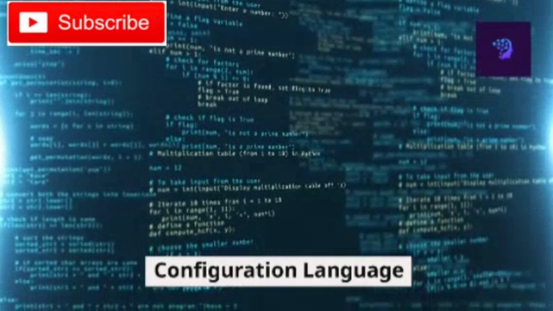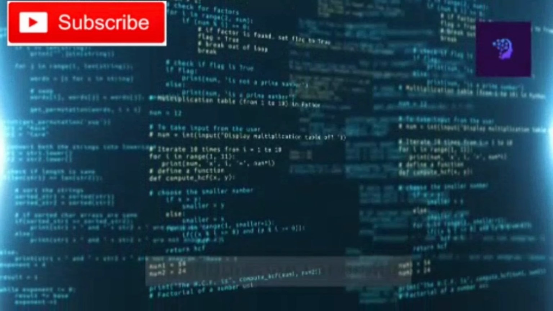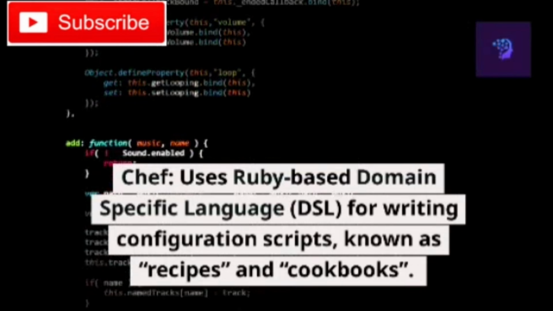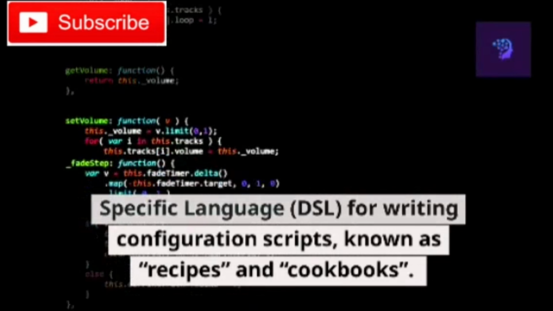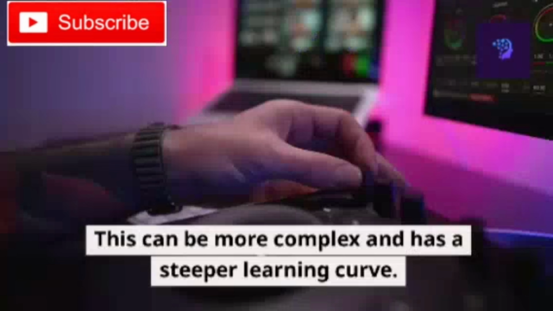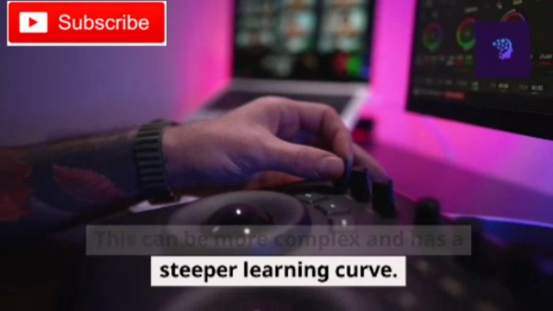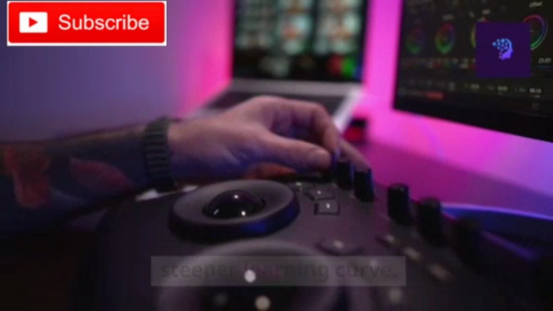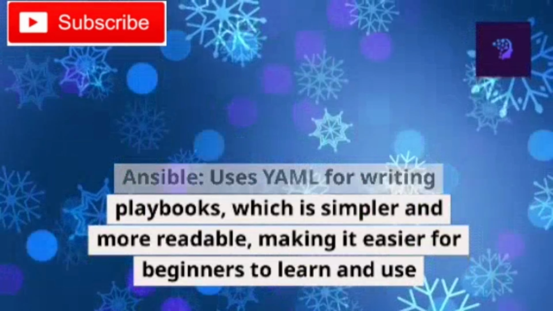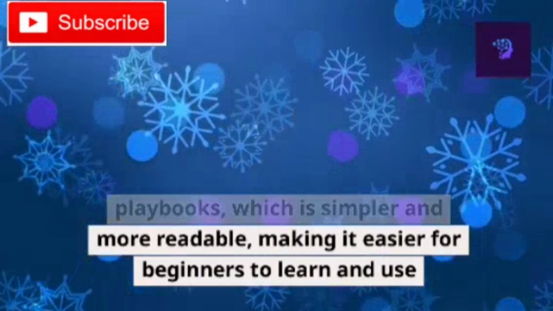Configuration language. Chef uses Ruby-based domain-specific language DSL for writing configuration scripts known as recipes and cookbooks. This can be more complex and has a steeper learning curve. Ansible uses YAML for writing playbooks, which is simpler and more readable, making it easier for beginners to learn and use.